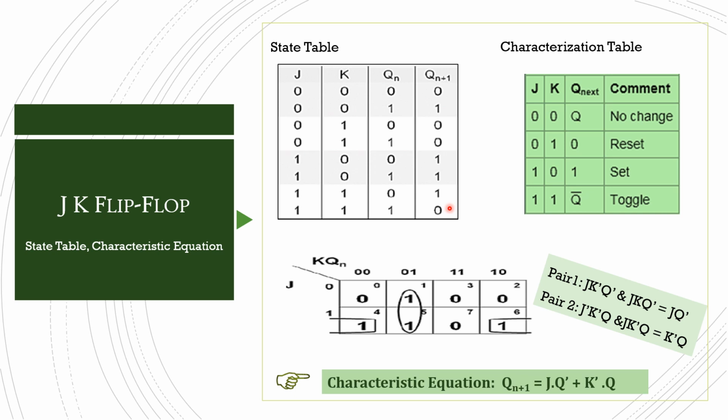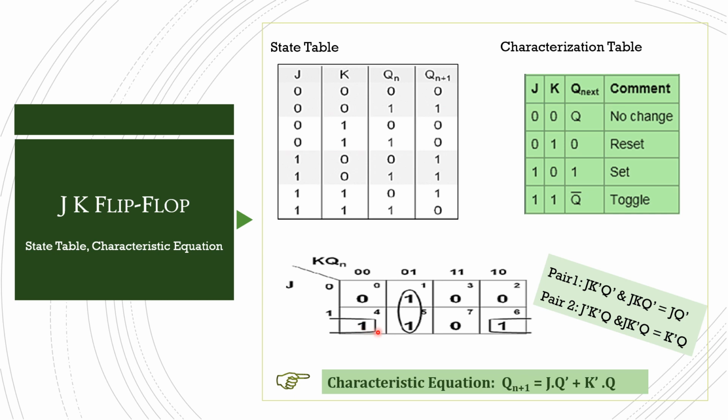Okay, now let's draw the K-map to find out the characteristic equation. We are drawing this K-map from this state table. For the combination 0, 0, 0, the corresponding Qn plus 1 is 0. Then for the combination 1, 1, 1, the value is 0. So we are filling this K-map based on this state table. Okay, now let's simplify this.